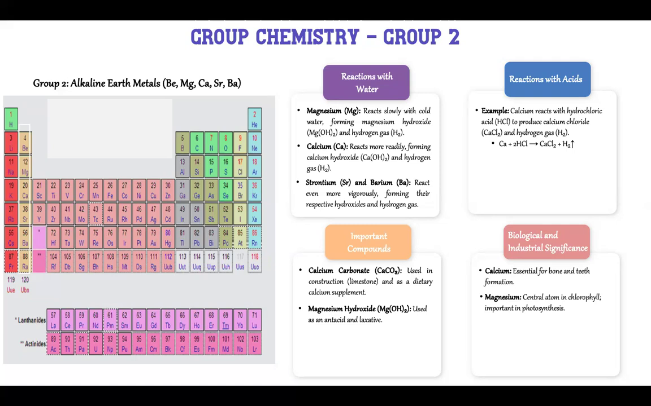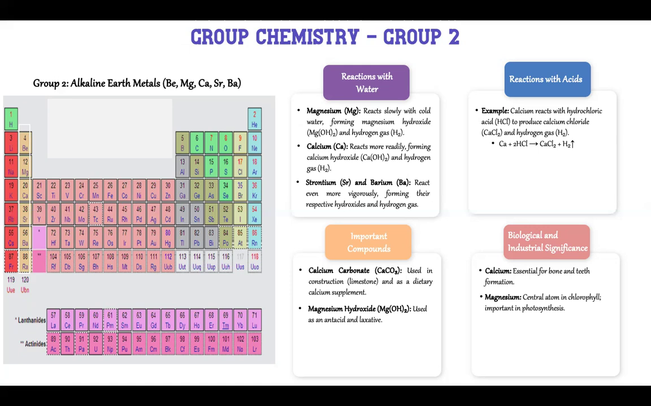Let's look into the reactions of group 2 with acids. For example, calcium reacts with hydrochloric acid to produce calcium chloride. So this is the chemical reaction. Let's look into the important compounds related to group 2. We have calcium carbonate, which is used in construction, limestone, and as a dietary calcium supplement. Secondly, we have magnesium hydroxide, which is used as an antacid and laxative.